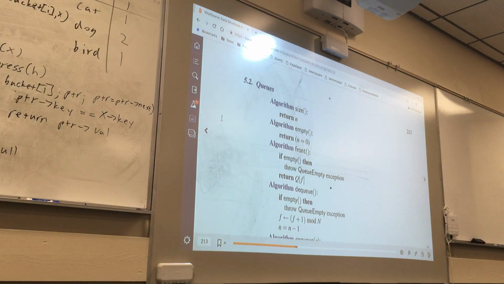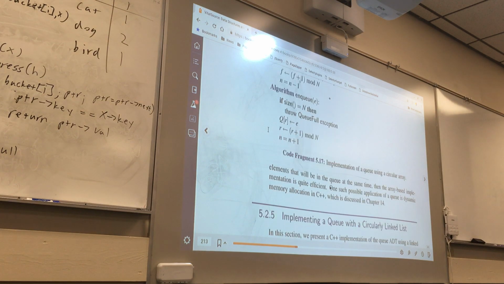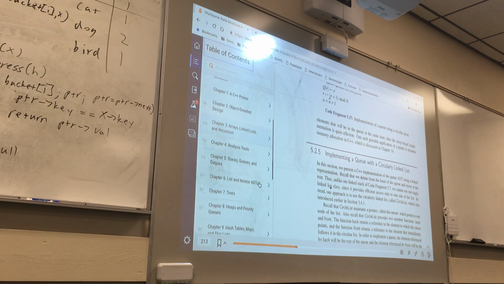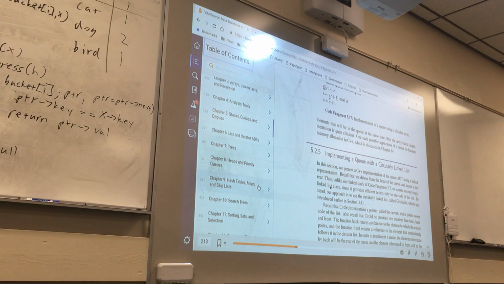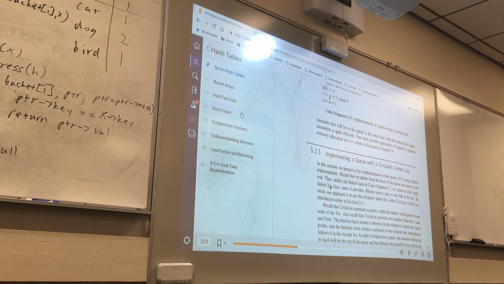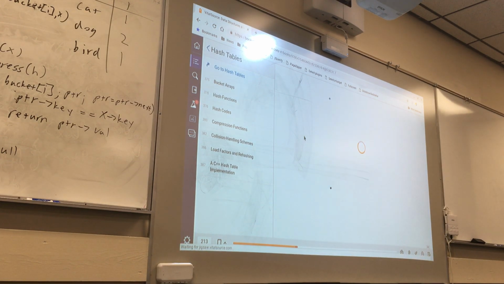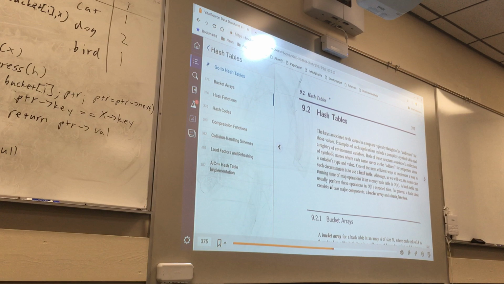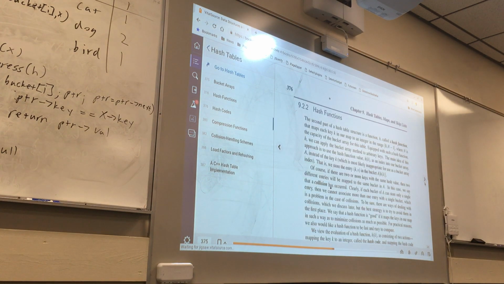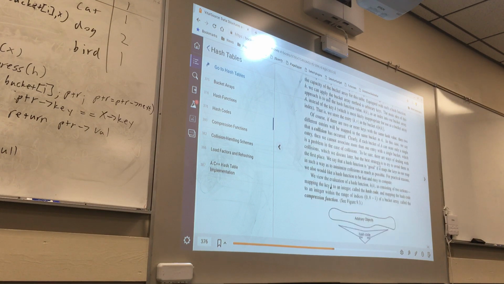All right, so let's see. I think I must have looked at the Q's section most recently. Let's see what it says about hash tables. I do want to be at least a little bit consistent with its definitions. It drew buckets for you, I didn't draw buckets.